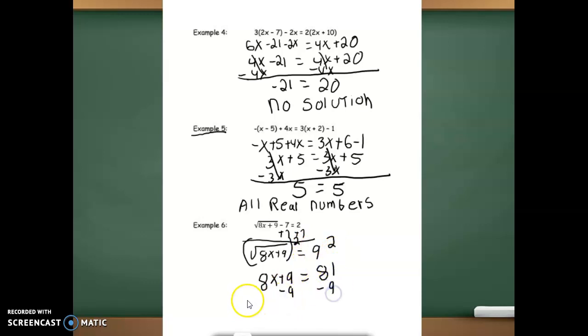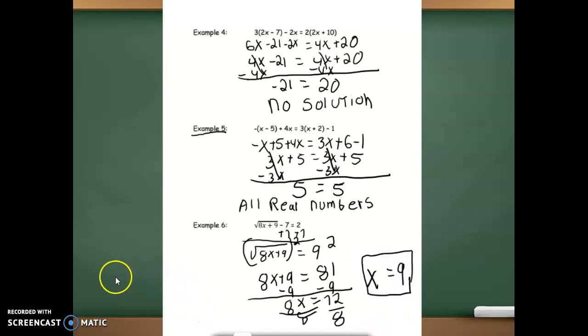Two-step equation. I have 8x equals 72, divide by 8. And 8 goes into 72 what is it? 9 times. 8 goes into 72 9 times. All right. We are done, guys.